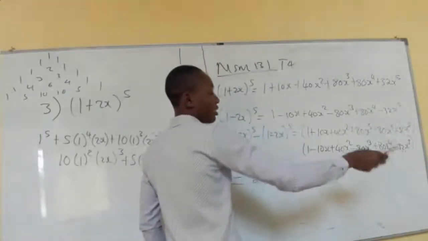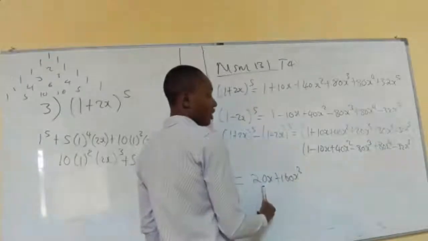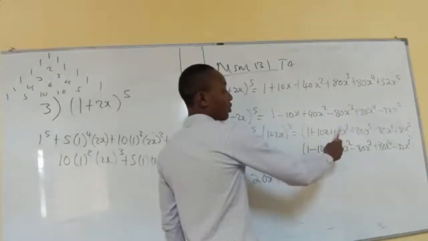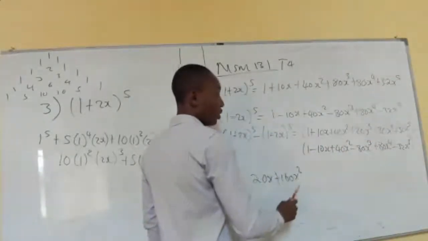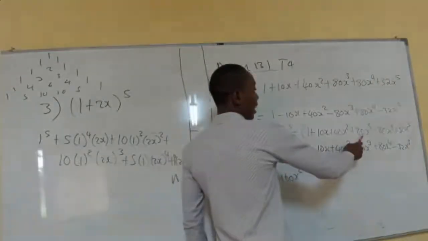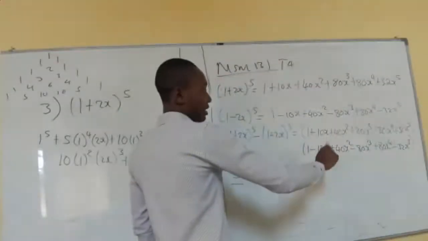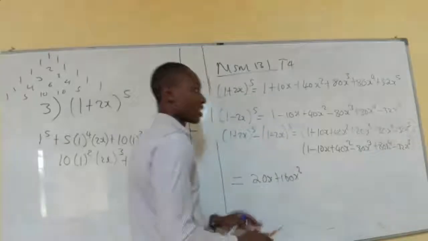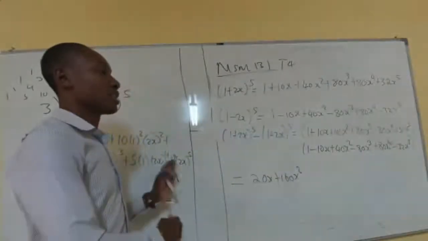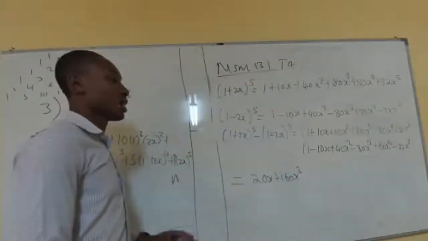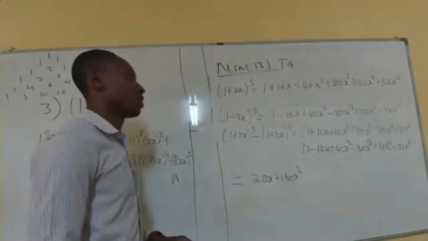Remember I'm subtracting, so 1 minus 1 was 0, 10x minus 10x will become 10 minus minus, so it's positive, so it becomes 20x, right? Then 40x squared minus 40x squared is 0, then we have 80x cubed minus 80x cubed, so minus minus becomes positive, so it's like 80 plus 80, which is 160x cubed, alright?